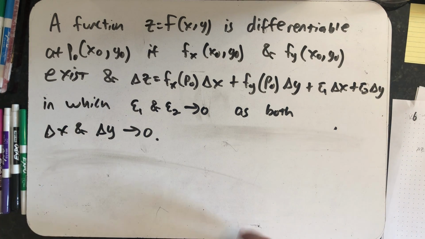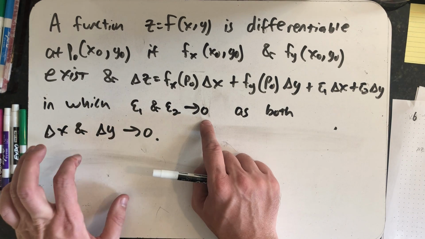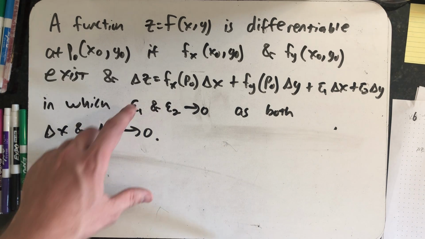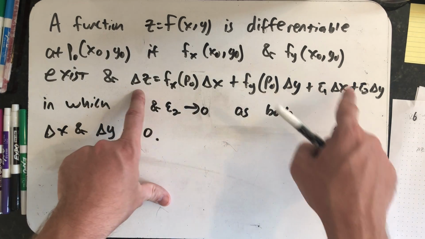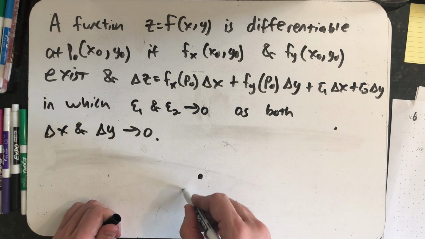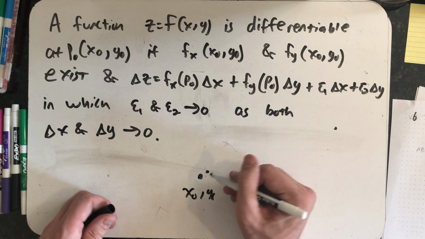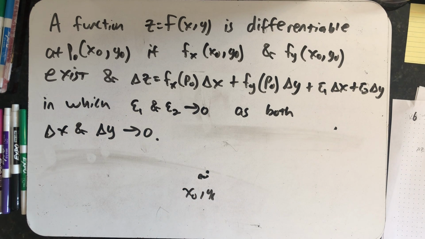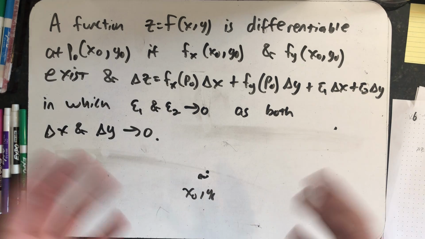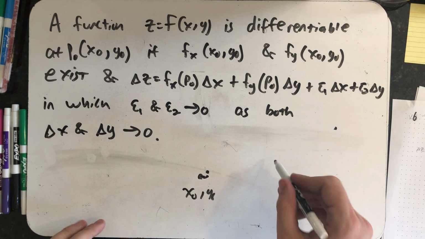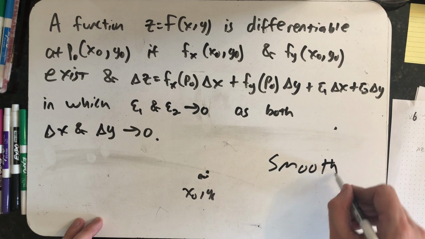Well, our function is called differentiable if both epsilons go to 0 when delta x and delta y both go to 0. This is really saying that the actual change in z and the differential approximation of the change in z are nearly the same as long as our points are close. The change in x and the change in y going to 0 means these 2 points are getting closer and closer together. When a function z equals f of x y is differentiable for all of the points in its domain, we call it a differentiable function, and we call its graph smooth.